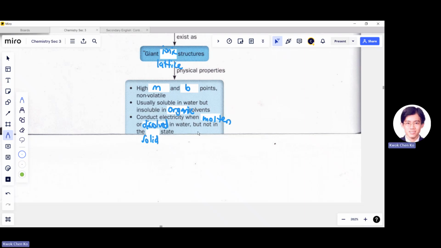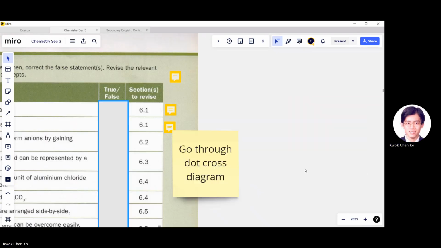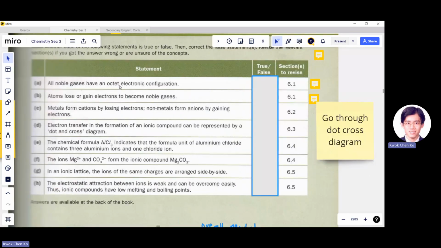And try to get all this right because these are the basics. Let me just finish off the true and false. Singing, A.